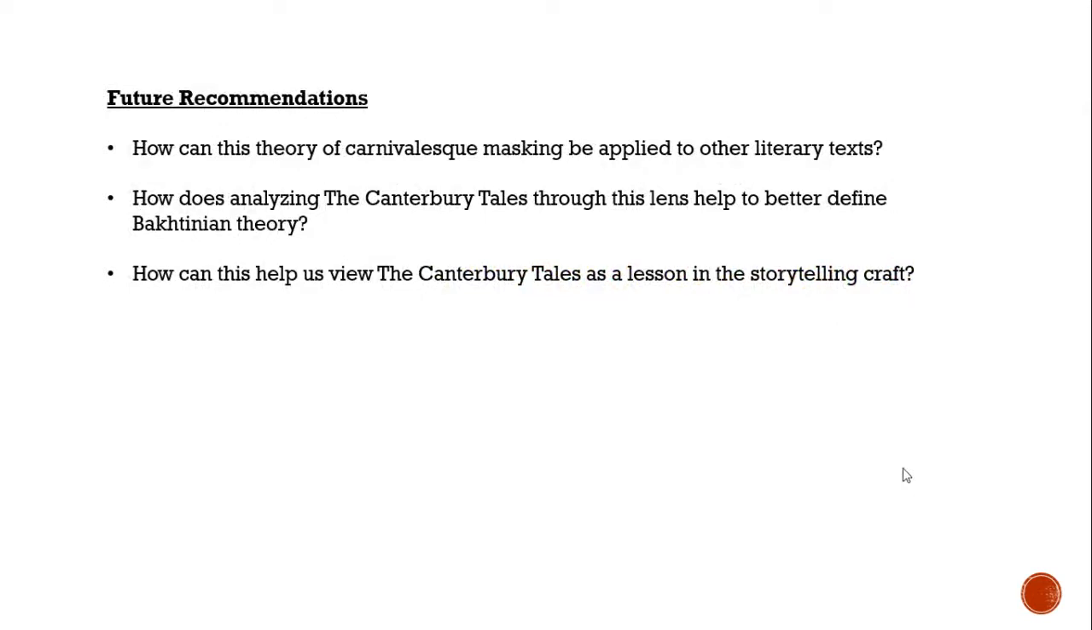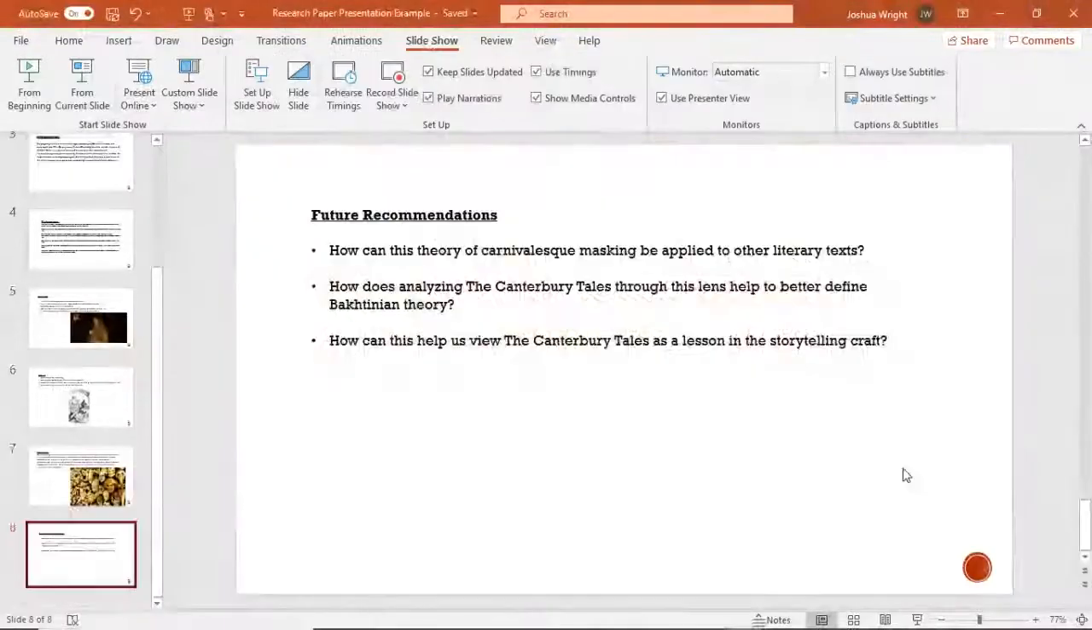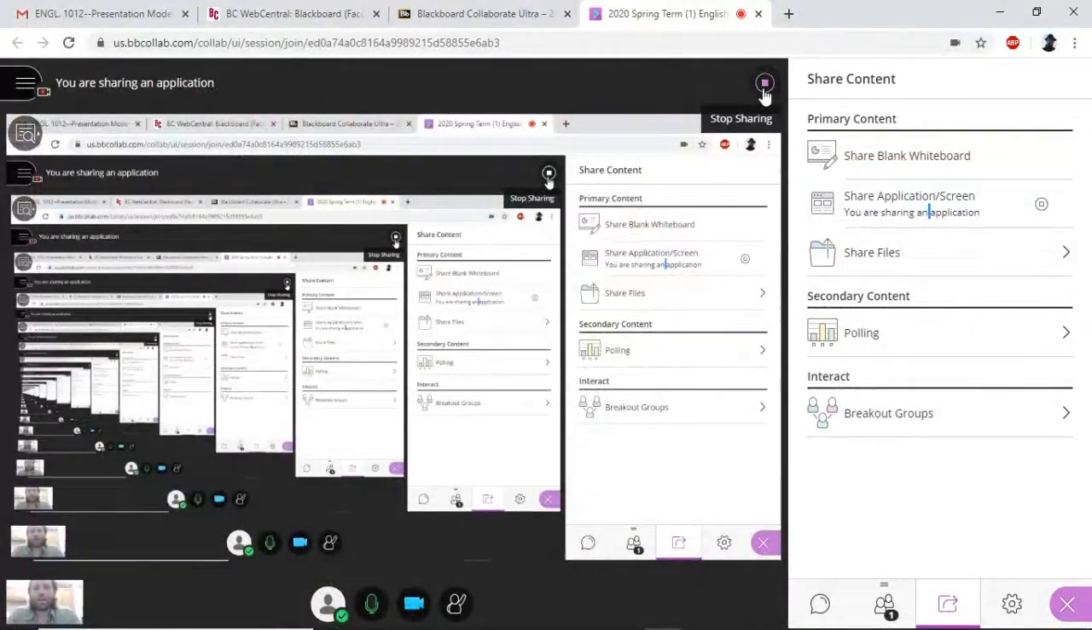And then finally, I just had my future recommendations. How can this theory of Carnivalesque masking be applied to other texts? With this last part, the whole point is just to think about what more research can be done, what further arguments can be made. How can what I've done in this paper be built upon, not only by others, but by me for future projects, for future research that I want to do, future work that I want to do. And you should do the same. Think about how you can build on what you've done with this paper and how it might serve you in future classes and just going forward in life.